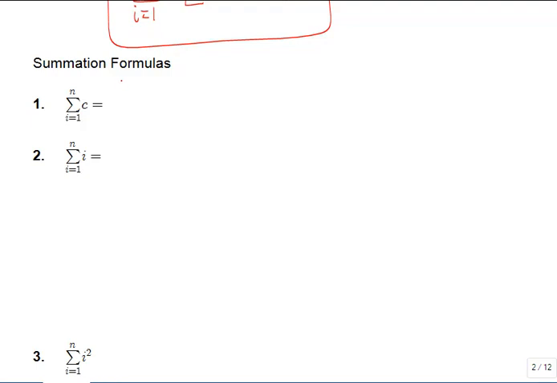So when i is 1, your formula is just c. And notice there's no i in there because this is a constant. So it doesn't matter what number your i is, you're always going to get c back again. So when i is 2, you'll get c. When i is 3, you'll get c, all the way up until when i is n, and you'll still get c. And what are we doing with these? We're adding them together.